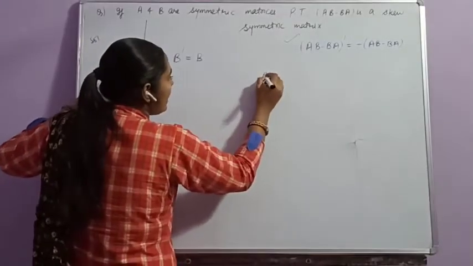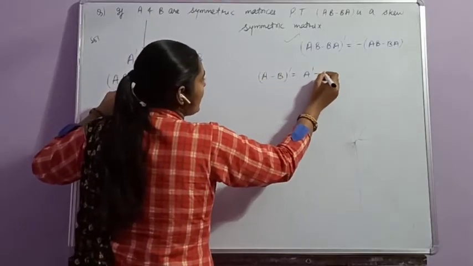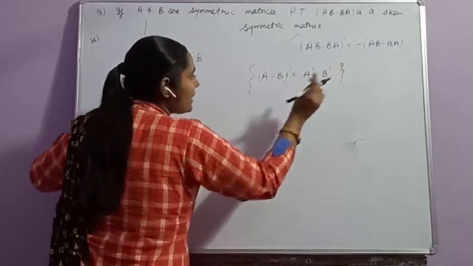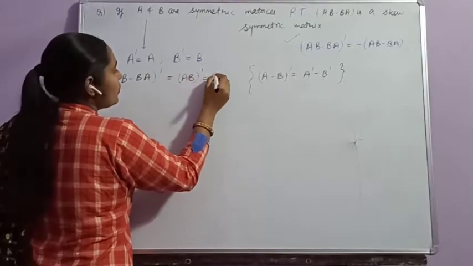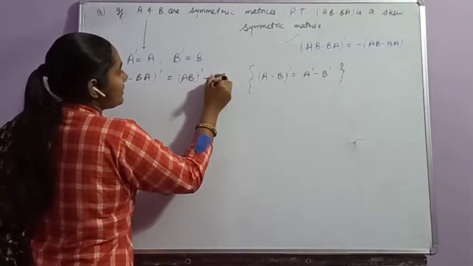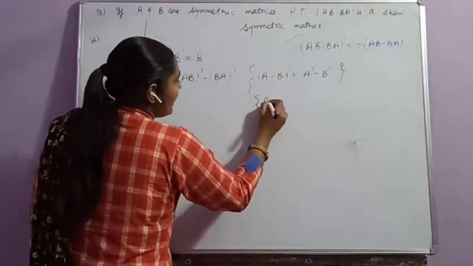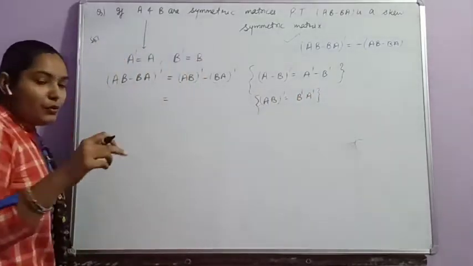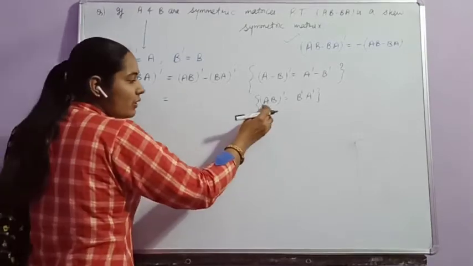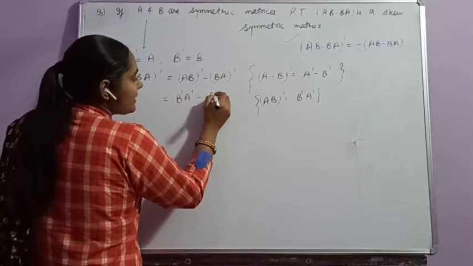Now we know that AB minus BA transpose, if we consider AB as a single matrix and BA as another single matrix, then its transpose is equal to AB transpose minus BA transpose. That is the property of transpose. And the next property of transpose is that AB transpose is equal to B transpose A transpose. That is, firstly we transpose the second matrix and then the first matrix. We can write it as B transpose A transpose minus A transpose B transpose.